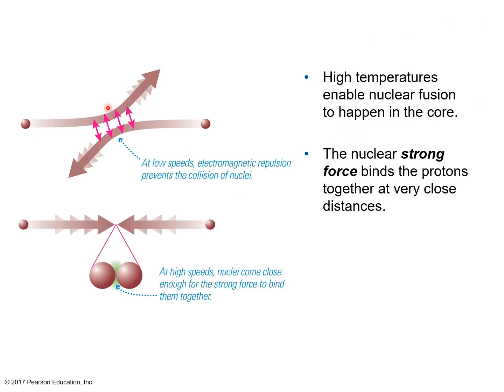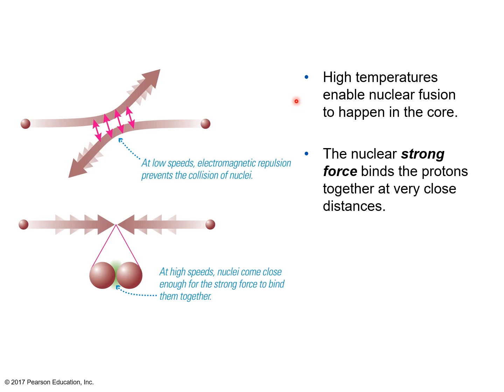You look at these two protons that are coming at each other. Remember, they repel each other. At low speeds, the electromagnetic repulsion prevents the collision of nuclei. However, in the core of a star, high temperatures enable nuclear fusion to happen.